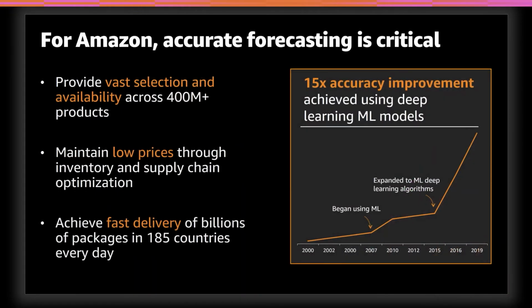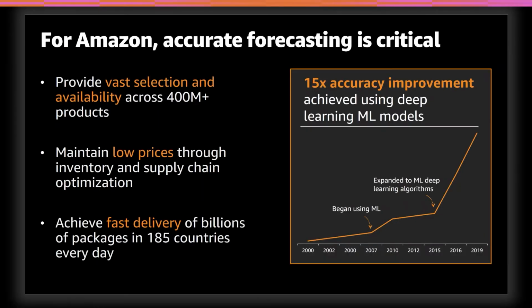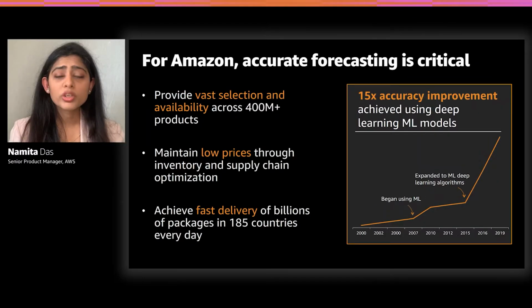Now, forecasting is the science of predicting the future with historic demand. Amazon is a global company. It ships billions of products each day across 185 countries. Forecasting is used not only to meet customer demand, but also to optimize their supply chain to keep costs low. Forecasting is critical at Amazon because we are able to make 400 million unique items available to customers immediately at low cost. We've been investing in forecasting for a long time.